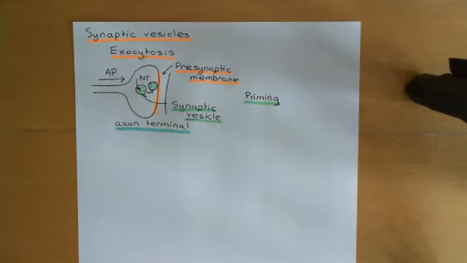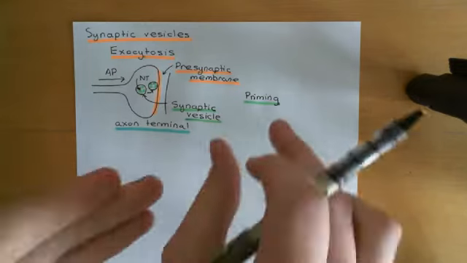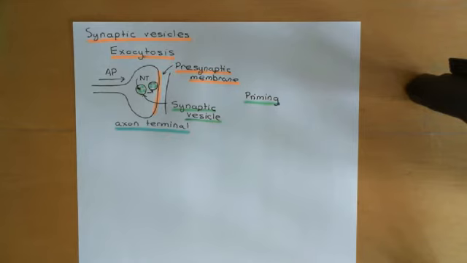Okay, so you could just attach it there, but that doesn't mean that it's ready to be fused once an action potential arrives. So priming refers to the fact that it is now ready to actually fuse the instant an action potential arrives in the axon terminal.